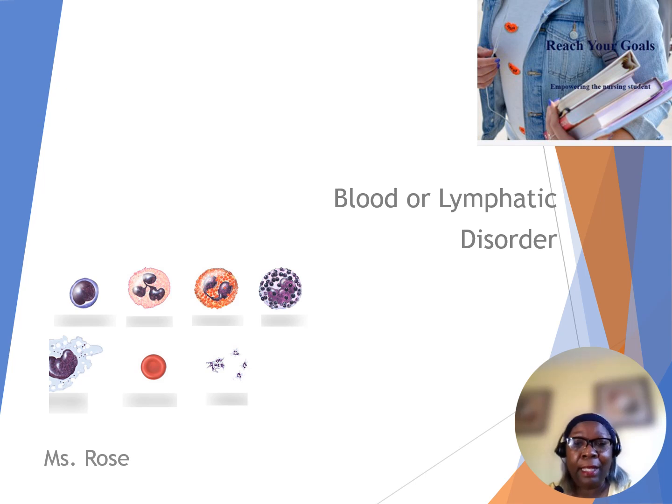Today is Monday, and what do we do on Monday? We break it down. My name is Miss Rose, and we are here to break down blood and lymphatic disorders. All right, Monday is our study group. Monday is when we come together with pen and paper and your books and take some notes. So let's get started.